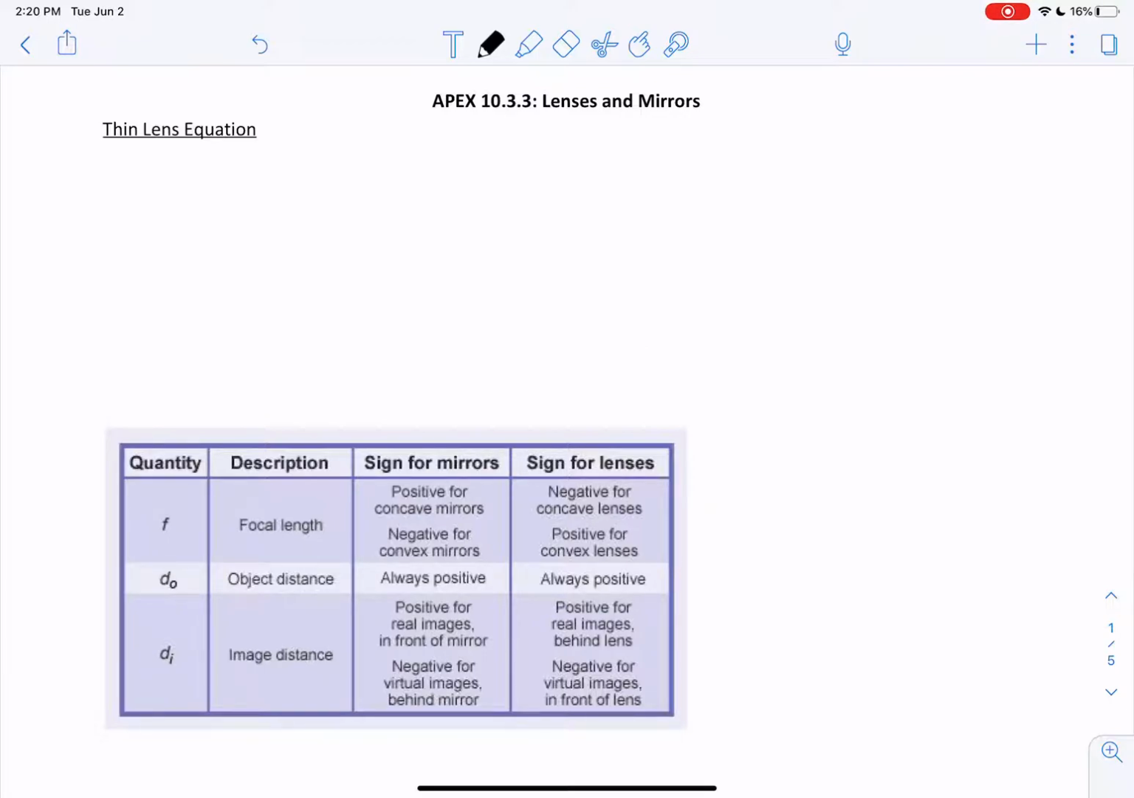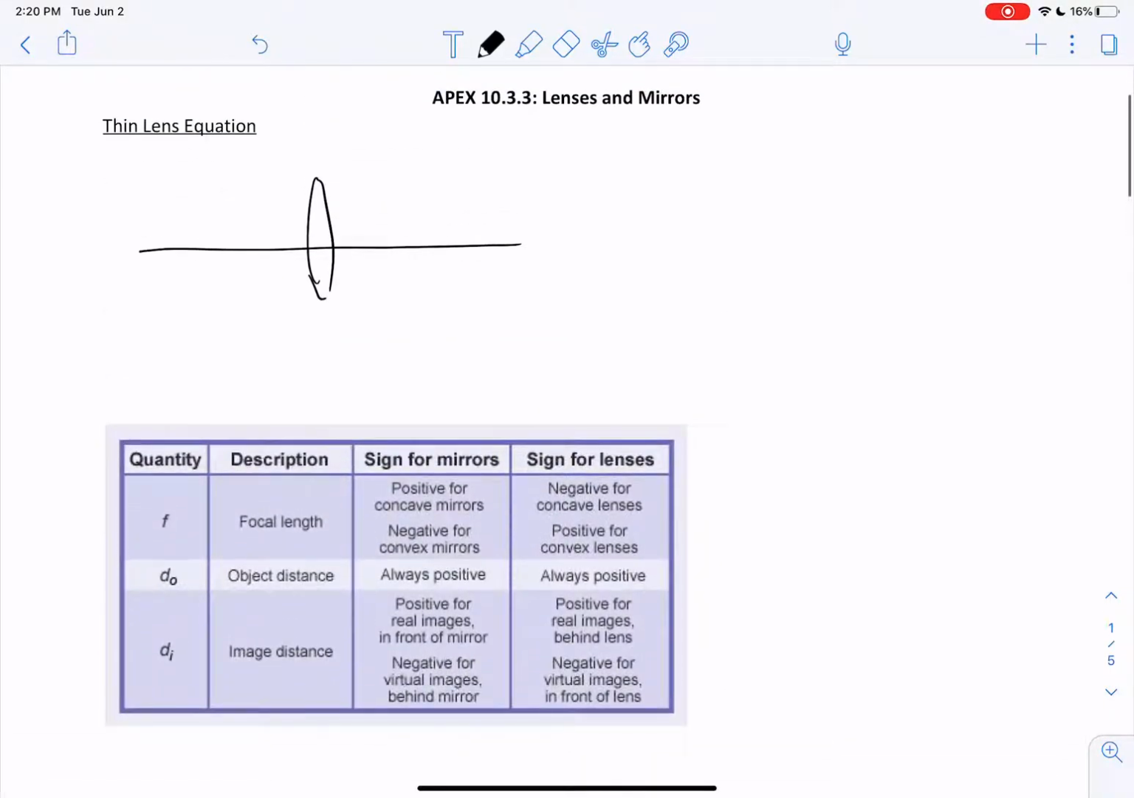So let's get started. We already talked about with lenses and mirrors, you can figure out some things about the image that they produce by using a ray diagram. So you drew an image and you traced where the rays went, and then you could find out some information about your image, like where it was located, whether it was larger or smaller, etc. There's another way of doing this. And the other way of doing this is by using the thin lens equation.